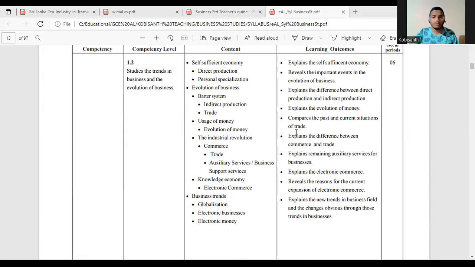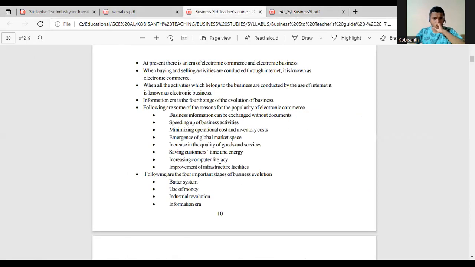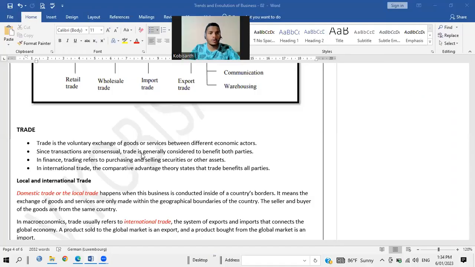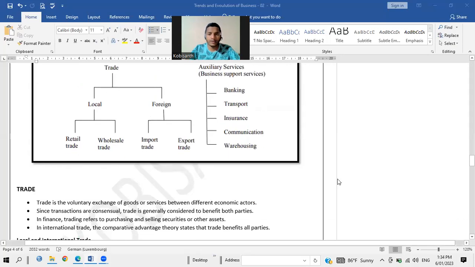So your learning objectives, what they expect from you, is you should be able to explain the difference between commerce and trade. All right, and then explain remaining auxiliary services for the business. So this is the area that we're going to look into today. So let's jump into today's chapter. Let me share the screen. All right, so I hope the screen is clear enough.